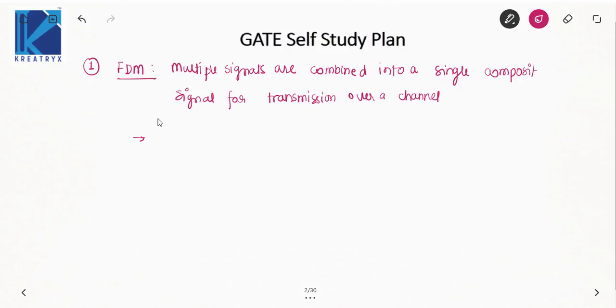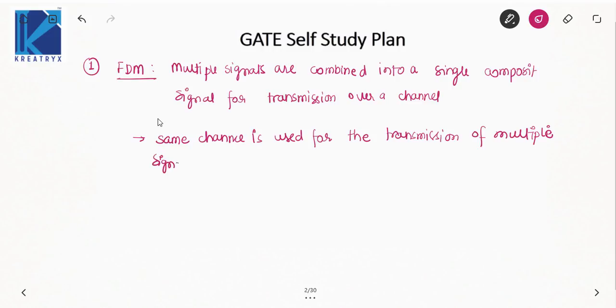Now, the same channel is used for the transmission of multiple signals. So basically we are increasing the capacity of the channel, or we can say that the channel is now more efficiently used. Now in this we will do the multiplexing in the frequency domain. That is why it is called frequency division multiple access or frequency division multiplexing.